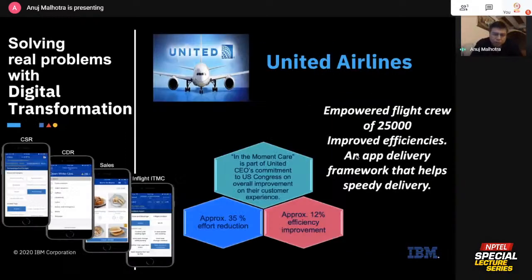Let's look at the next one. This is United Airlines. I think their CEO had to go in front of the US Congress because they had some customer situations which weren't very pleasant. And he committed to the US Congress that they would make a difference in their customer interface, right? And when they got down to it, they made a big difference, believe me. We developed apps for them in different stages. You see the app on the left-hand side, those screens that you see.